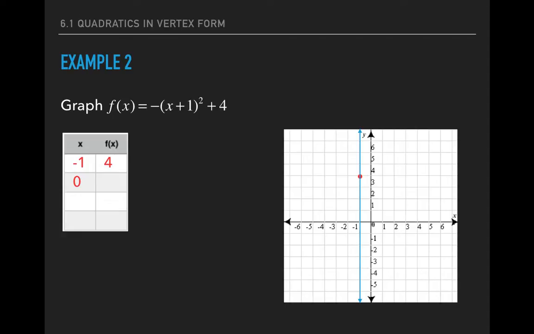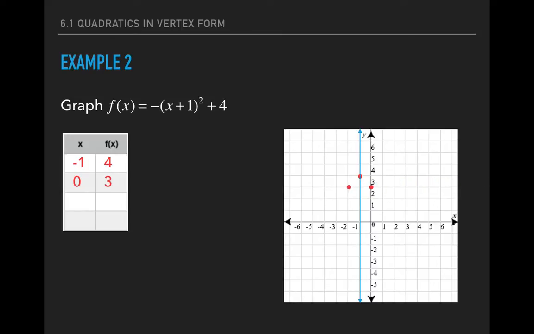You see here, this would be like 0. Look, it looks like a big 0. So 1 squared is 1, but then I'm supposed to make it opposite. So that would be -1 plus 4, so that'll give us 3. So we plot that point and reflect it.